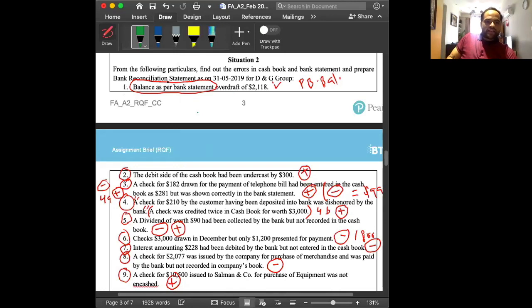So now let's start with the first. Of course, first is overdraft, so we write it down in the negative column. Okay. Number 2, debit side of cash book had been undercast by 300. So we will minus, not plus. Why will we minus?